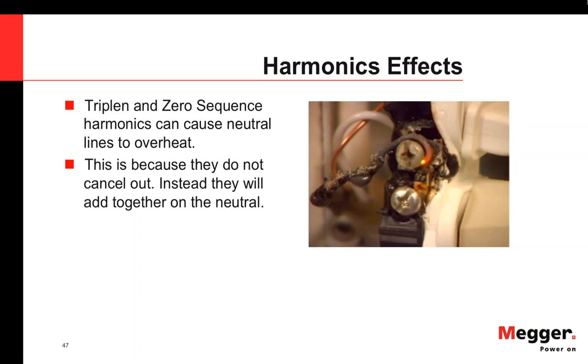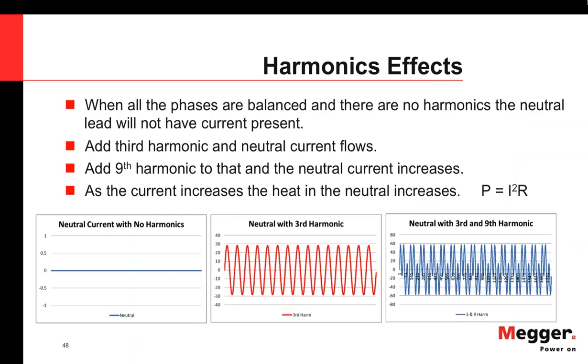And of course, triplets or zero sequence harmonics can cause neutral lines to overheat. And this is again because they do not cancel out. When I have different frequencies of harmonics, basically at some points the peaks and valleys can cancel out. But in triplets or zero sequence, that will not happen. They are in phase and they will grow, and this is why we can see such high neutral currents.